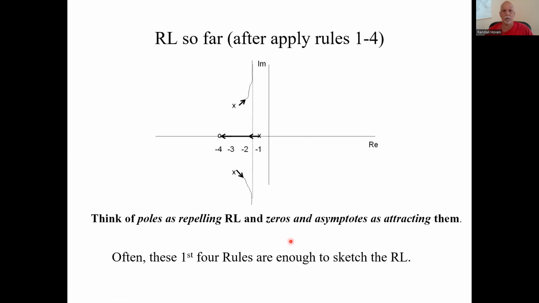Often these first 4 rules are enough to do a rough sketch of the root locus, and you can even calculate those departure angles by eyeball if it's close enough. This is kind of actually the end state. We could stop there and say that's close enough. And I'll do more rules in future videos.